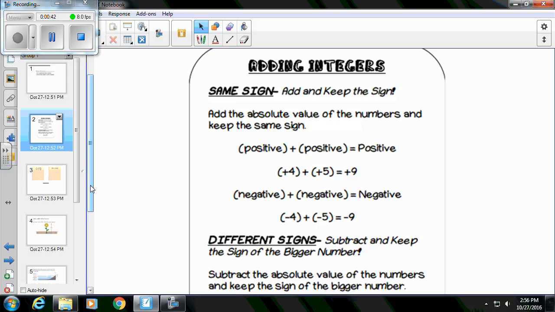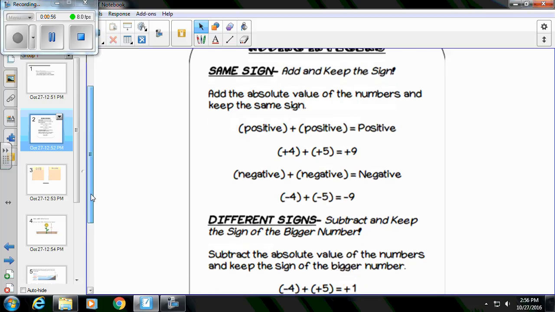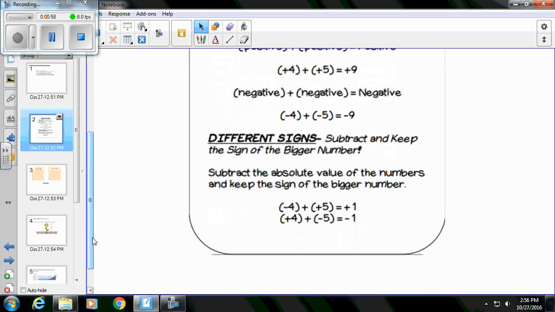When I have two negative numbers, I add the 4 and 5 and get 9, and then because they were both negative, my answer is negative 9. If you want to think about it on your number line, remember negatives determine our direction. If we have different signs, we subtract the two numbers and keep the sign of the bigger number. So we subtract the absolute value of the numbers and keep the sign.